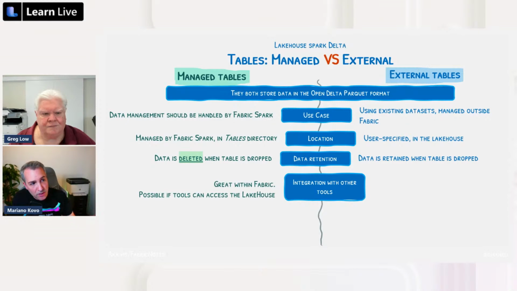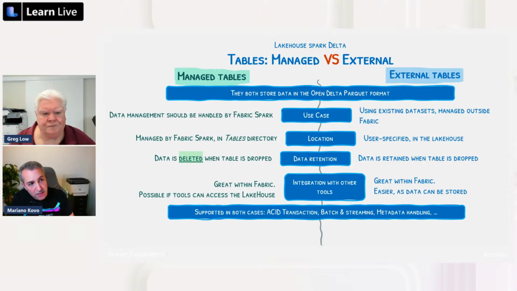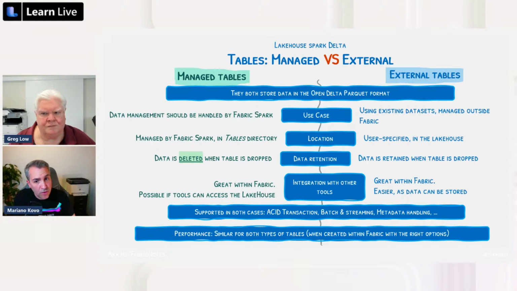In terms of integration with other tools, it's obviously great inside Fabric. And if you're going to use third-party tools, the access will depend on whether they can access the lakehouse or not. On the other side, external tables are great in Fabric as well, and it's easier to access the underlying data, because it is stored in a specific location. In both cases, they support ACID transactions, batch or streaming processing, and the metadata handling is the same. And the performance, which of course is important, should be similar for both types of tables when you create them with the right options, okay?